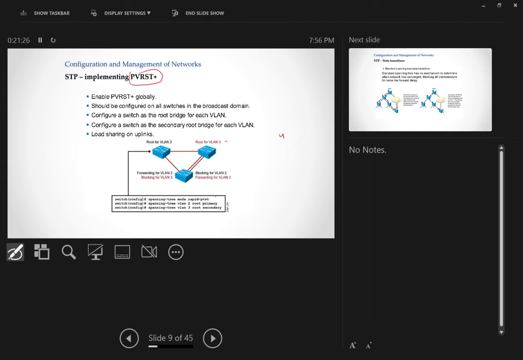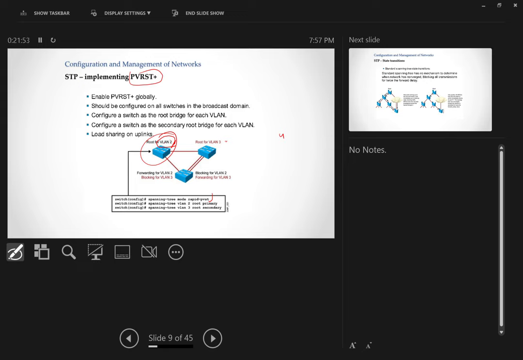How is this done? Configuration. Oh, this is to use the rapid version. You should also do this on your lab. Because by default it's using the one that every time there's a failure takes 50 seconds to go up. So you should change to rapid PVST. And then this is on this switch. This switch, I want it to be the root for VLAN 2.